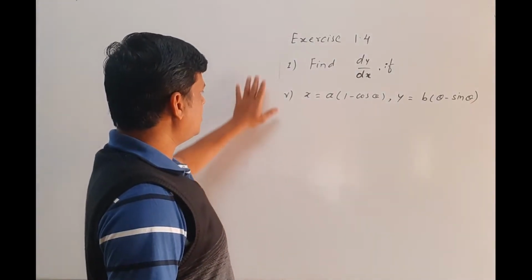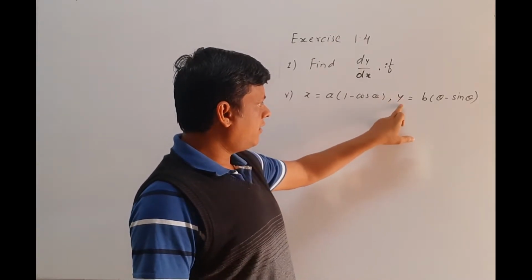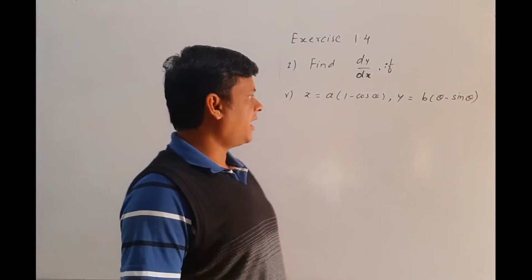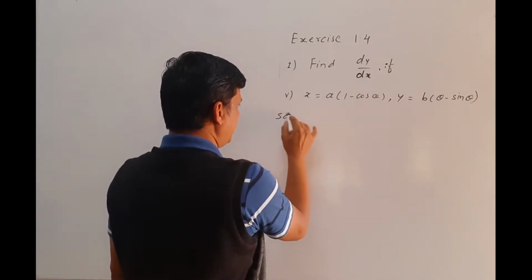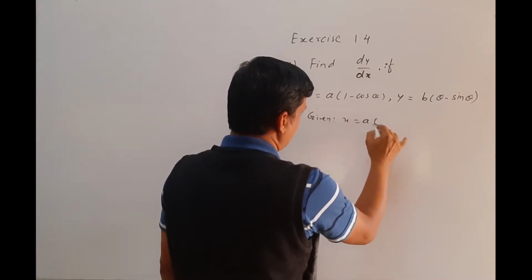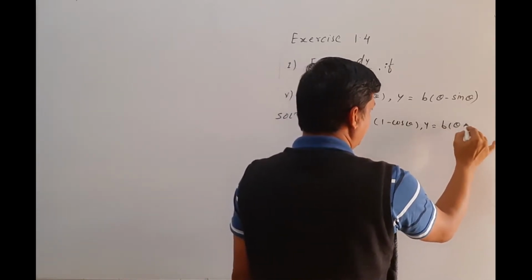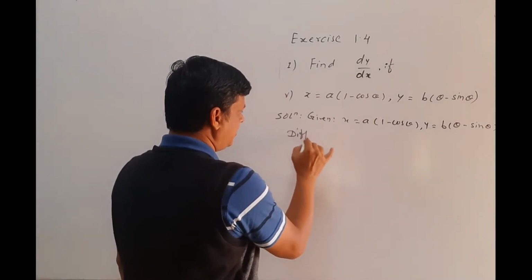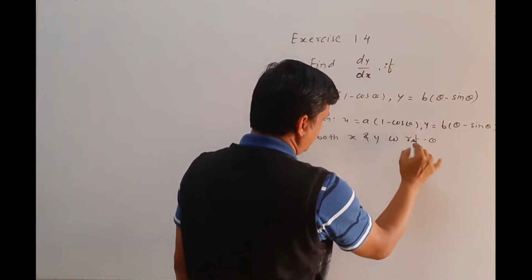Now see sub-question 5. x equals a in bracket 1 minus cos theta, y equals b in bracket theta minus sin theta. Here the parameter is theta, so we differentiate both x and y with respect to theta. So right here in the solution, in the given part, x is equal to a in bracket 1 minus cos theta, y is equal to b in bracket theta minus sin theta. So right here differentiate both x and y with respect to theta.